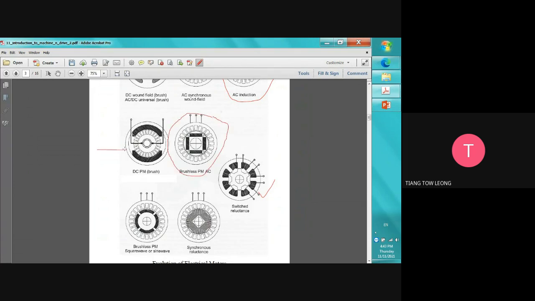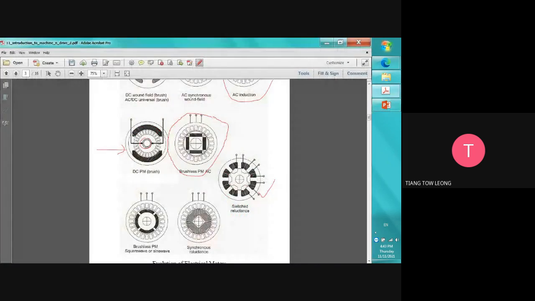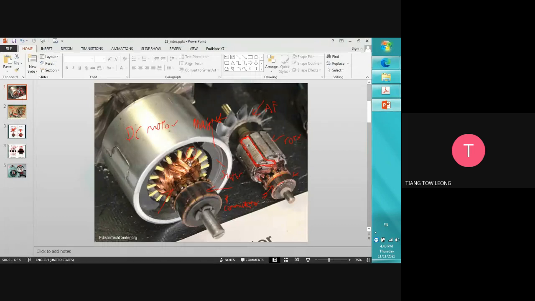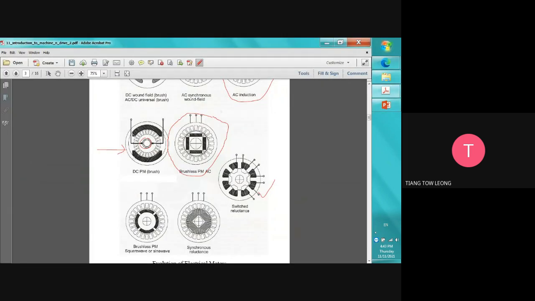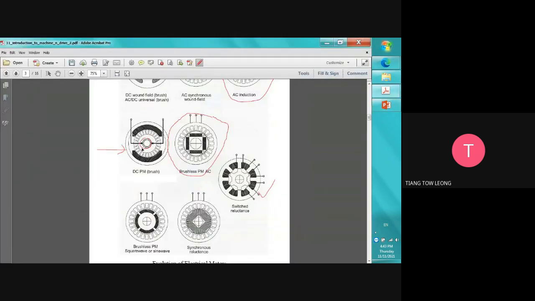For example, the DC permanent magnet brushed motor. This commutator, right? The commutator is this one. And then inside is the armature, its rotor part. This is the rotor part. And then we have the permanent magnet and stator part outside here. So when we cut it in half, then we will see this, the cross section inside.